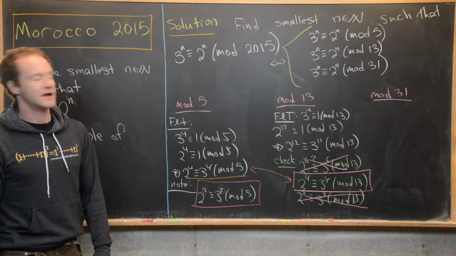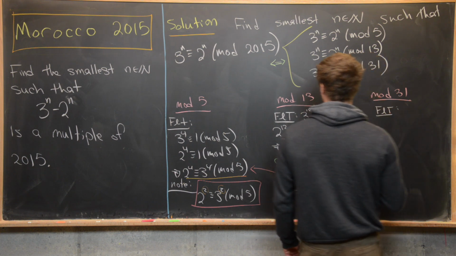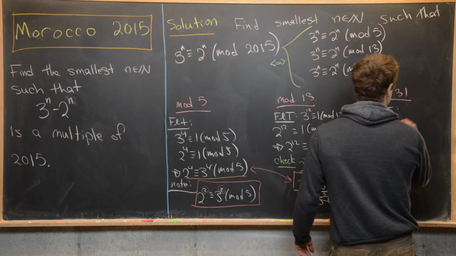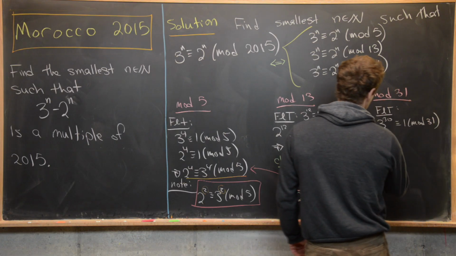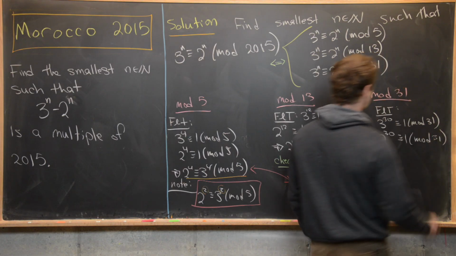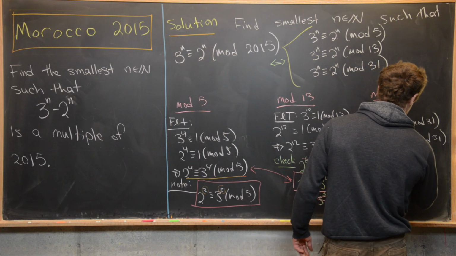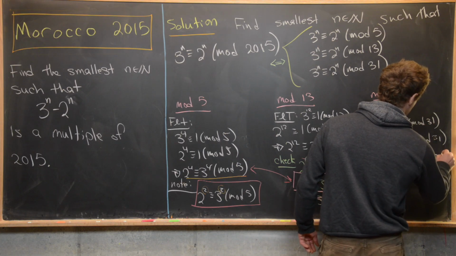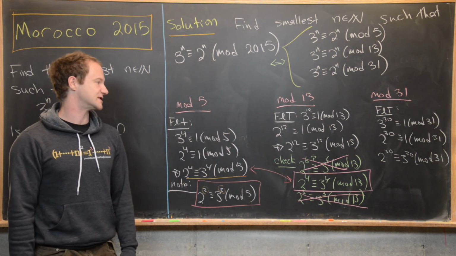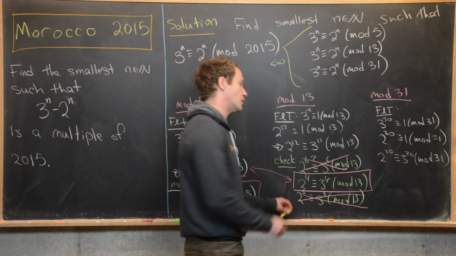So now let's work mod 31. And so if we work mod 31, again, using Fermat's little theorem, we know that 3 to the 30, which is 31 minus 1, is going to be congruent to 1 mod 31. And then 2 to the 30 is also congruent to 1 mod 31. Great. But that tells us that 2 to the 30 is congruent to 3 to the 30 mod 31. And then what you can do after that is check that none of the other cases work. So again, I'll let you guys maybe check that none of the other cases work.